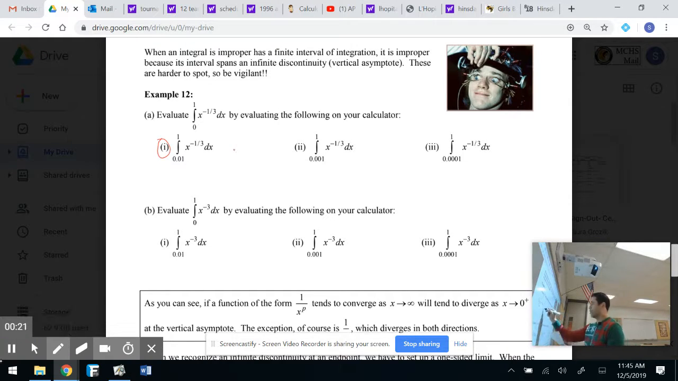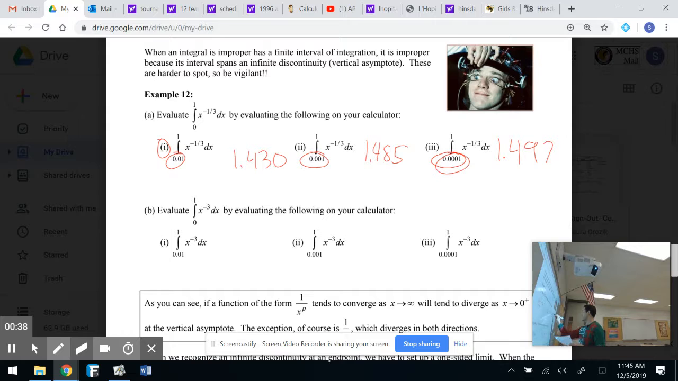calculator. I already did it for you. I get 1.430. For this guy here, I get 1.485. If you notice something, there's something interesting happening here. It's kind of like if the bottom limit was 0, which actually would be kind of improper, right? Because you can't have a 0 there, because if you did, that's 1 over x to the 1/3, and 0 is not in the domain.